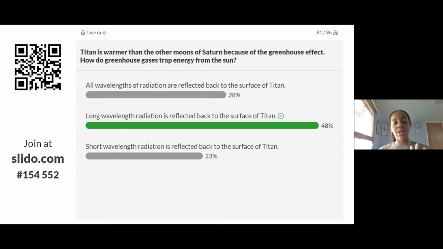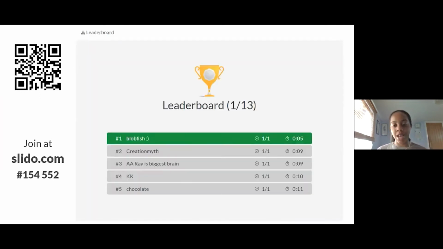There are so many more to come, and here is our leaderboard. People are answering in record time. Blobfish, my goodness, 5 seconds. Well done. Followed by Creation Myth. AA Ray is biggest brain. Interesting. KK and chocolate. And well done to all of you who got that correct. Don't worry, this leaderboard can literally change every section.